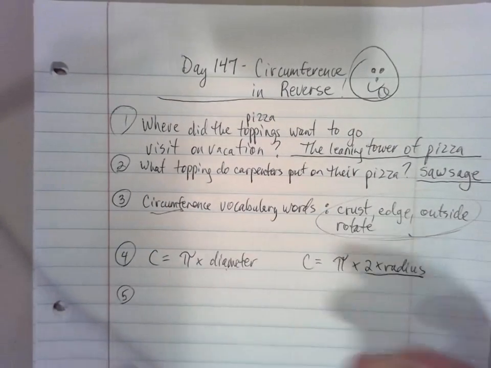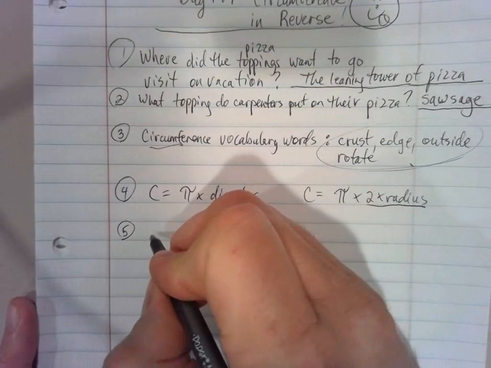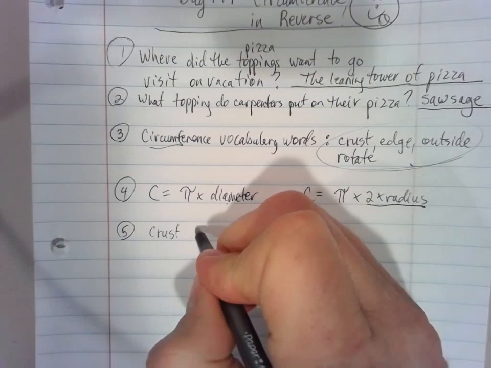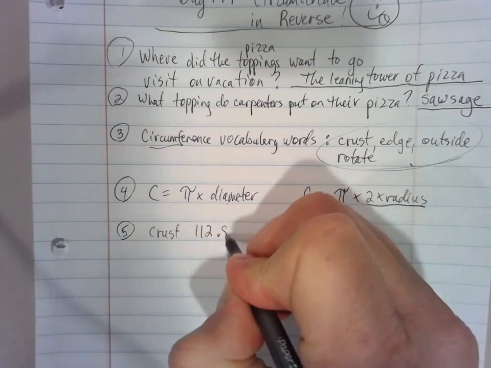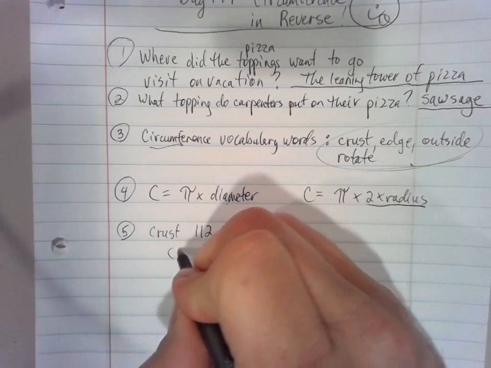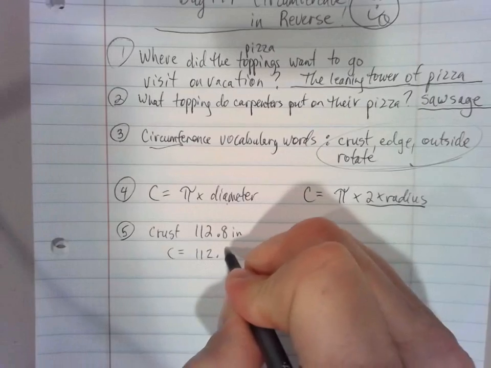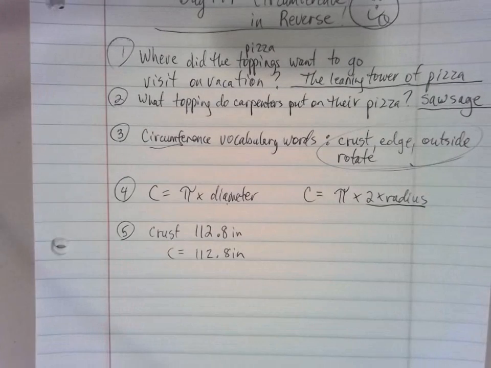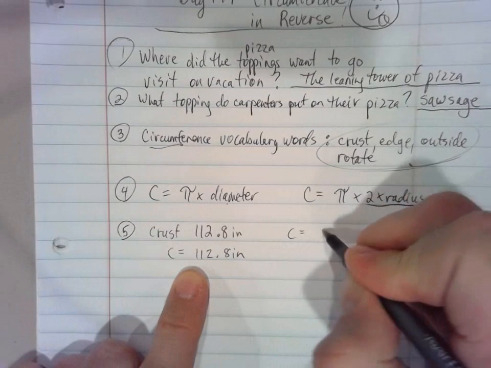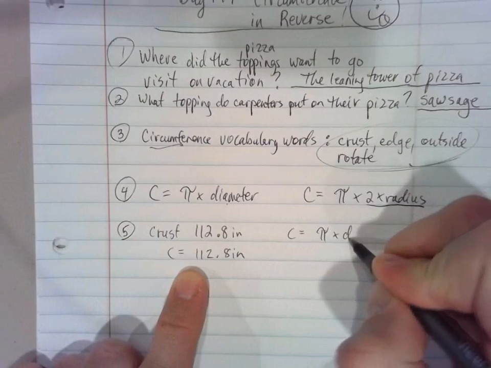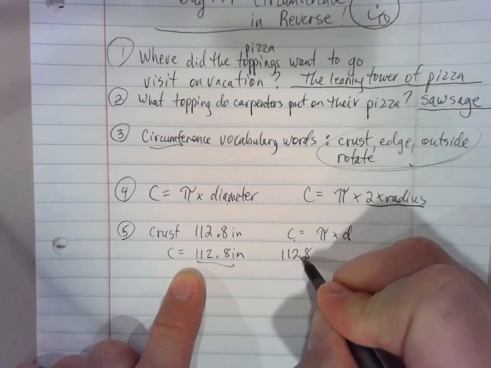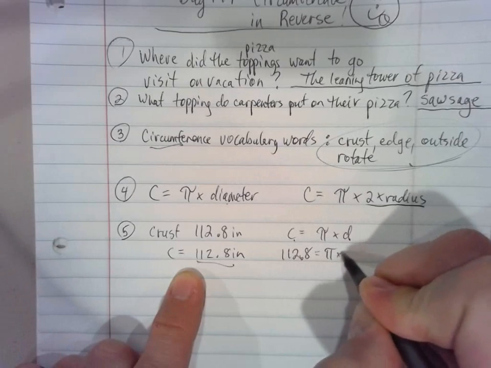Let's say that you know the circumference of your pizza, or it'll say something about the crust. So let's say you've got a pizza crust, and the crust is 112.8 inches. You know that is the circumference. So if you know that is the circumference, you use this formula, pi times diameter. You take that number and put it where it says circumference, and that equals pi times diameter.